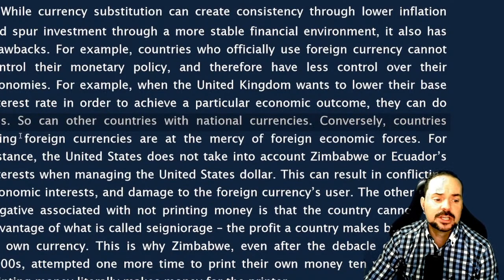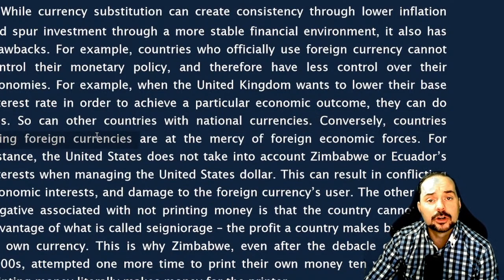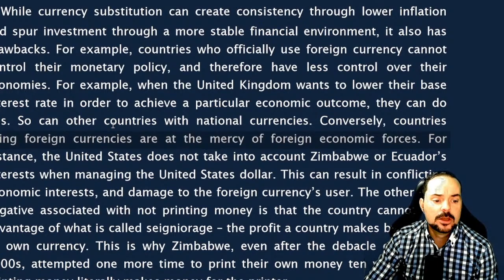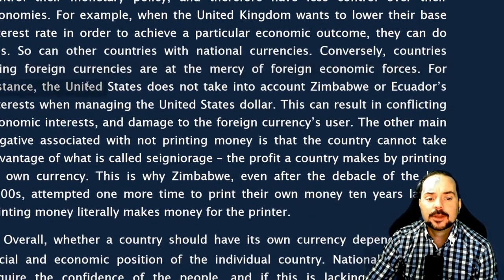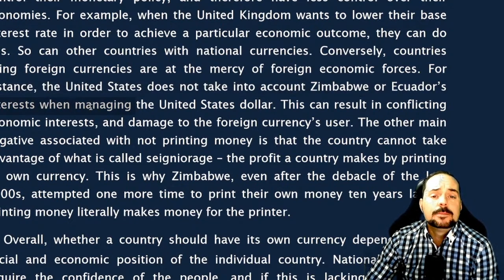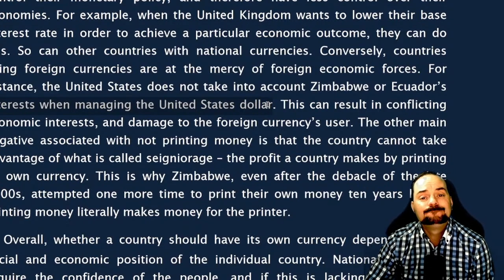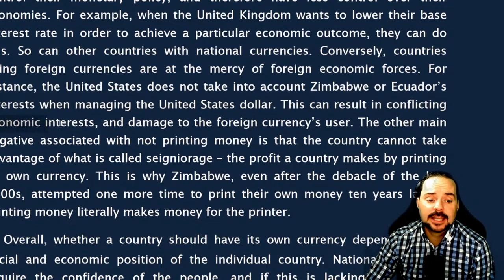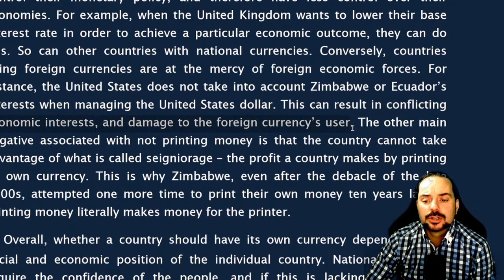Conversely, countries using foreign currencies are at the mercy of foreign economic forces. For instance, the United States does not take into account Zimbabwe or Ecuador's interests when managing the United States dollar. This can result in conflicting economic interests and damage the foreign currency's user.